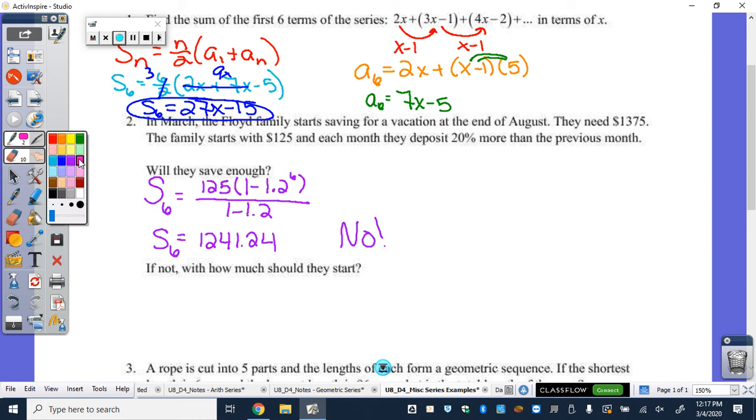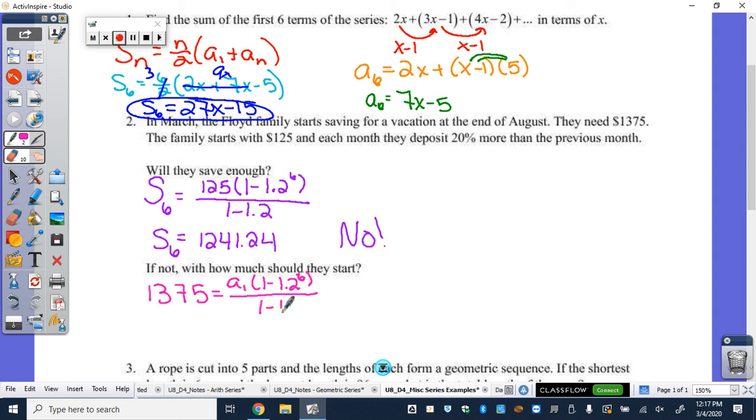So since it's not enough, we have to figure out how much they need to start saving in the first month so that they have as much money as they're going to need. So we know that it needs to add up to $1,375. So that's going to go in for our S. We're trying to figure out a sub 1, so that's going to stay as a sub 1. Everything else is the same as above. 1 minus 1.2 to the 6th divided by 1 minus 1.2.